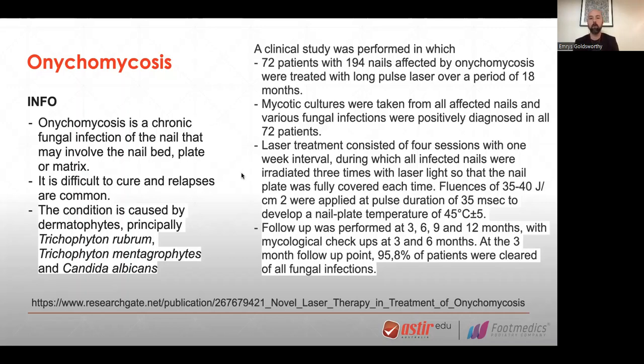So when you look at the fluence, this is 35 to 40 joules per centimeter squared. You can see that on your Polaris. You can adjust to 35 to 40 joules per centimeter squared. And that was applied for 35 seconds on average. Sorry, 35 milliseconds to develop a nail plate.